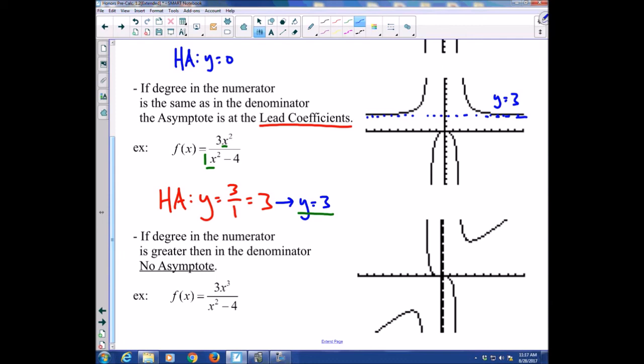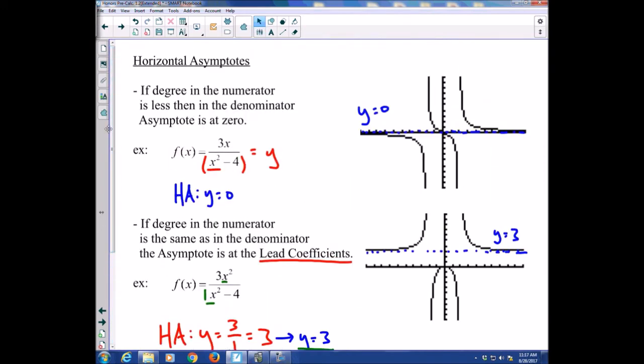And here we would say there is no horizontal asymptote. No horizontal asymptote in this case.